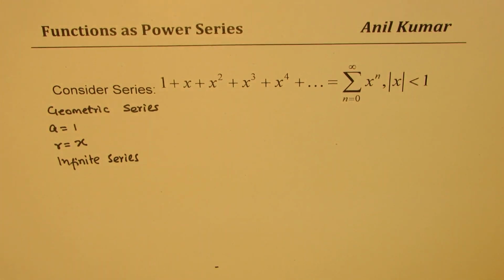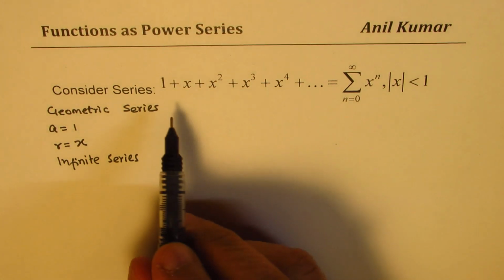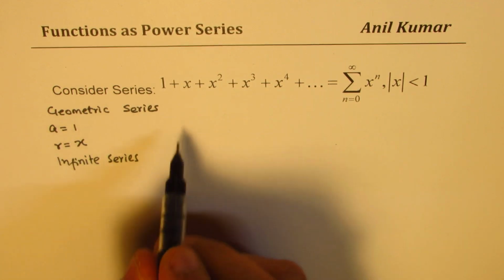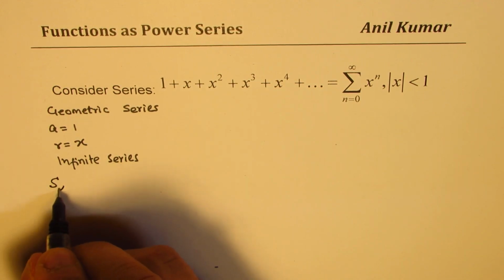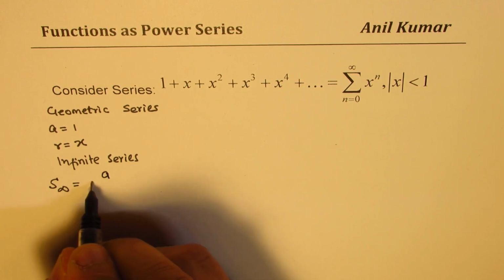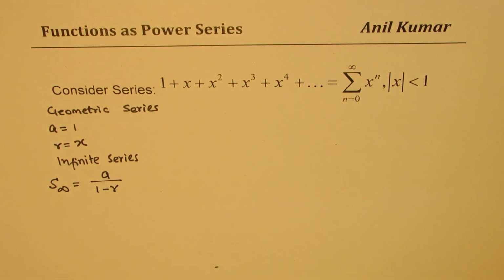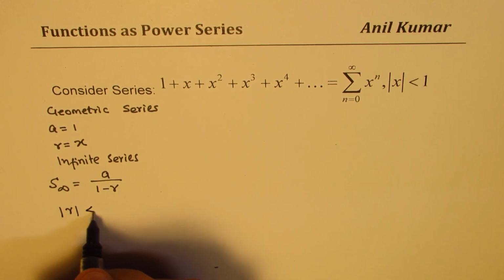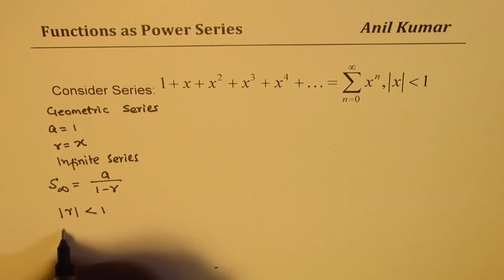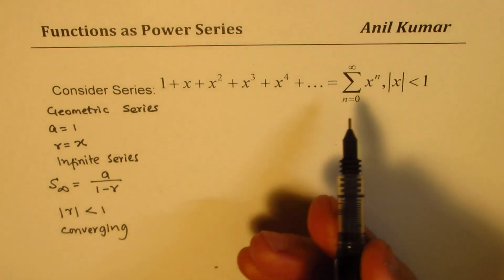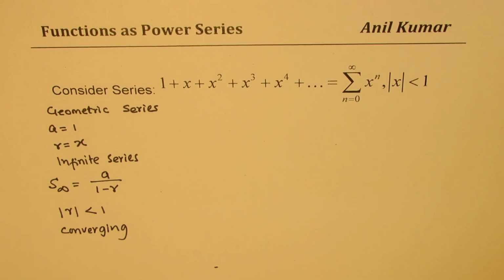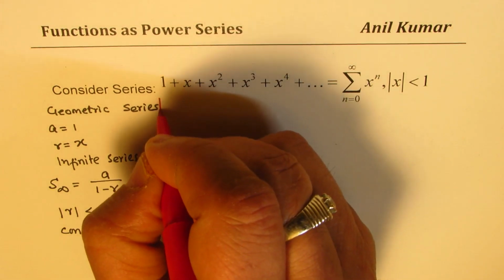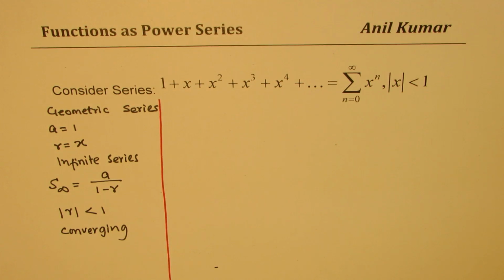Now, if it is an infinite series, you know the formula for the sum of an infinite series, right? So if it is a geometric series, the infinite series sum formula is a over 1 minus r. Now, it is important to understand this term r should be less than 1 in absolute value, so that it is converging, right? If it is not converging, then the sum will be infinitely large. Perfect. So these are very basic things which you need to understand when we work with power series.